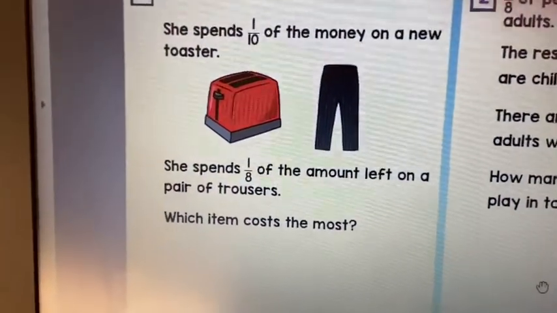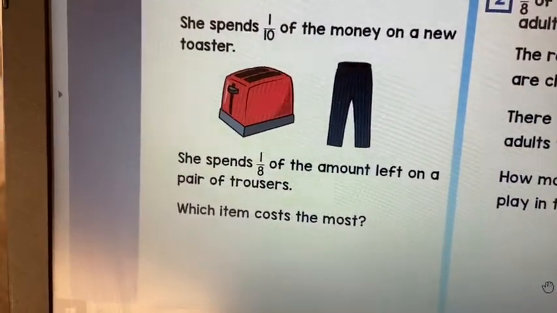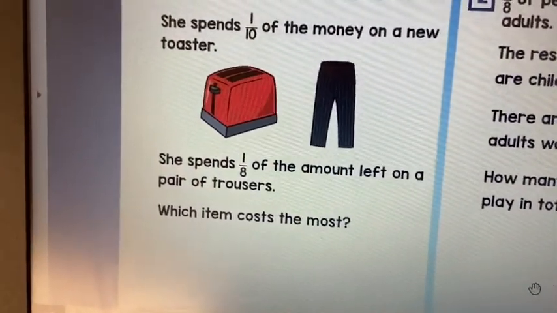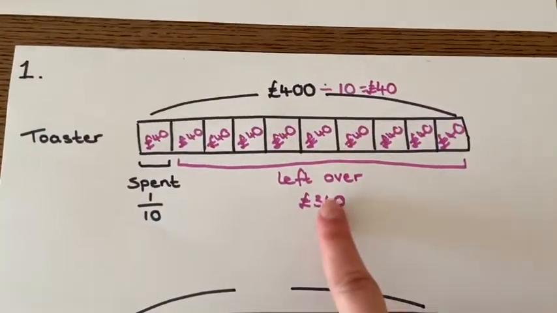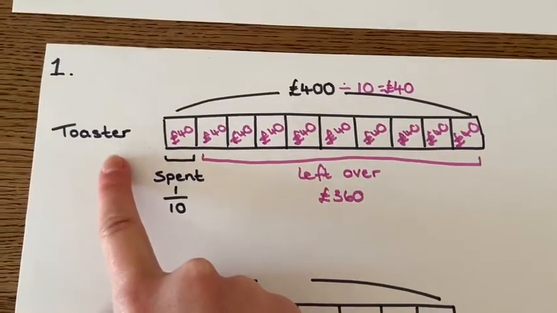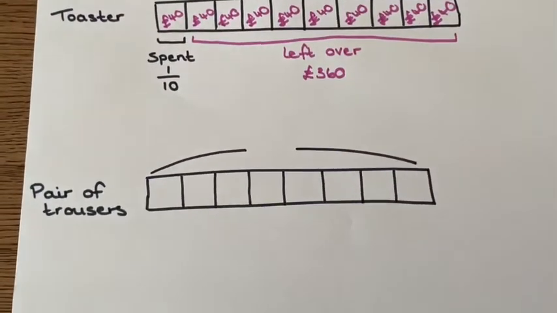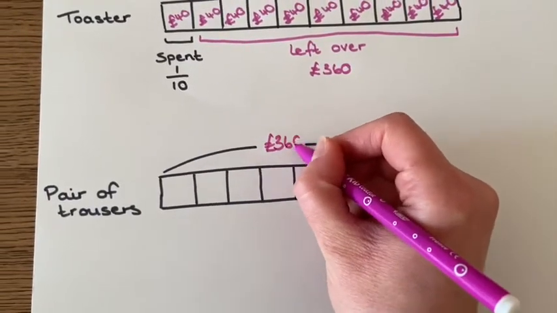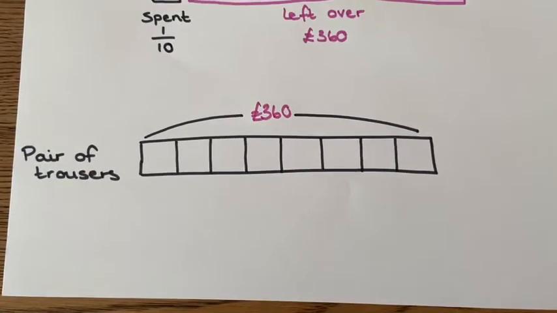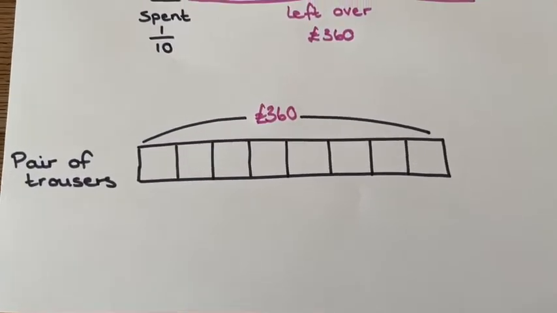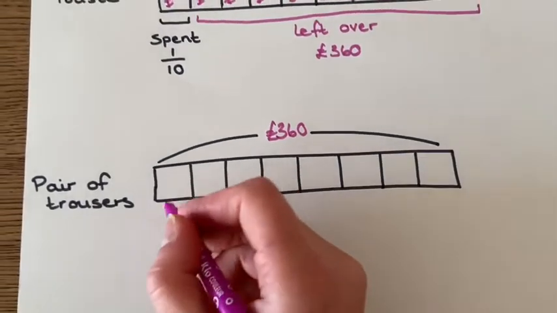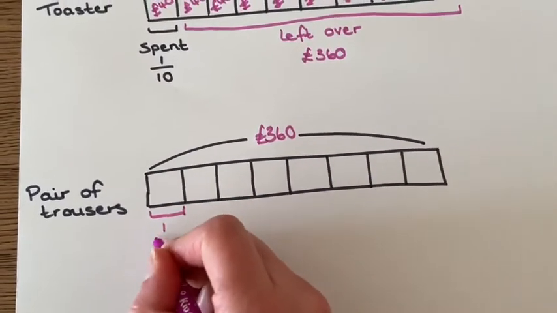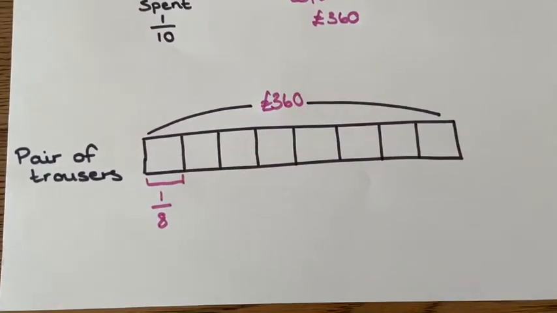Now, if we go back to the question, it said she spends 1/8 of the amount left on a pair of trousers. So it does not say that she spent 1/8 of the total amount. So remind myself how much was left over after she had bought the toaster, £360. So that represents my whole amount that I had to spend on a pair of trousers. A very expensive pair of trousers if I'm spending that much. Fortunately, she only spent one part of the whole amount, one of the 8 equal parts.